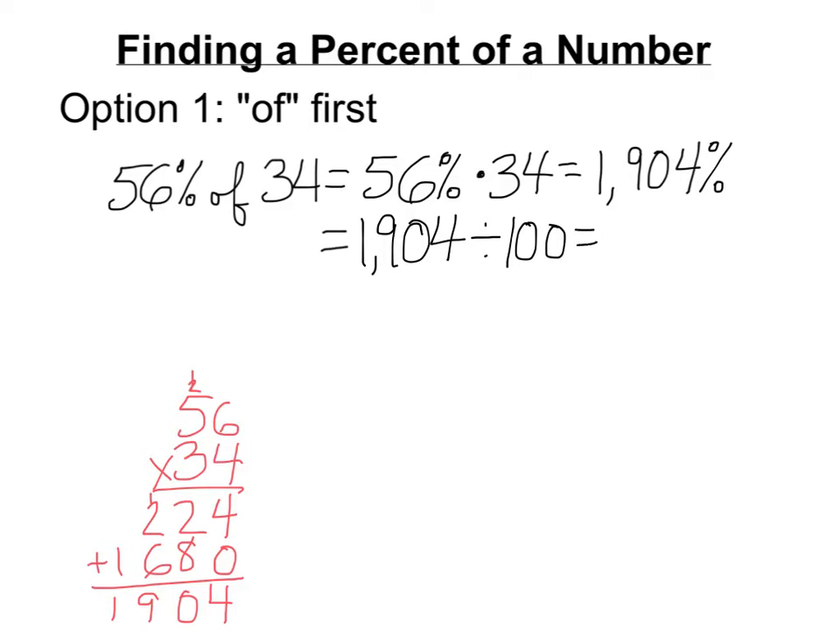Well, the easiest way to divide by 100 here is to remember that you can move the decimal twice. On a whole number, the decimal is usually at the end, so if I move it 2 times, that would make the answer 19.04.